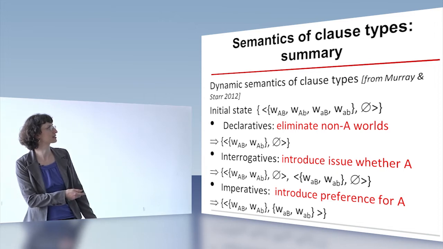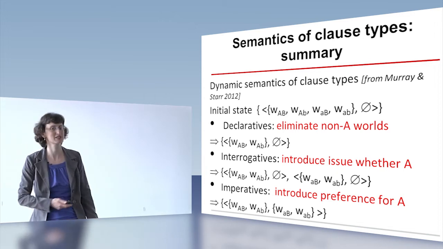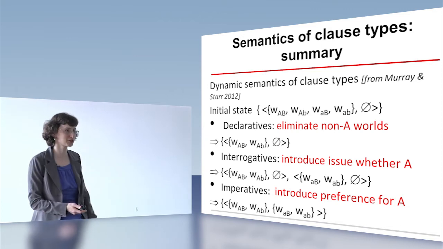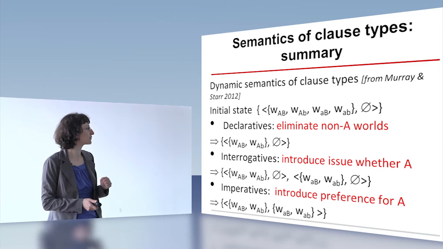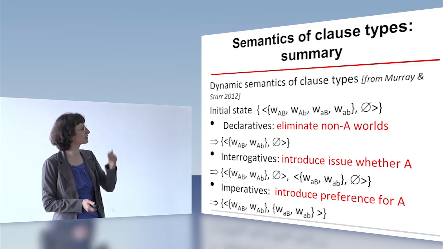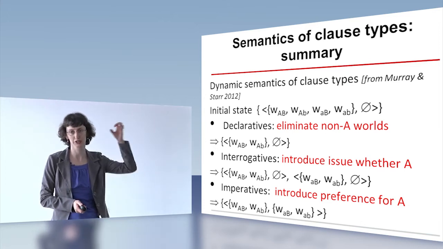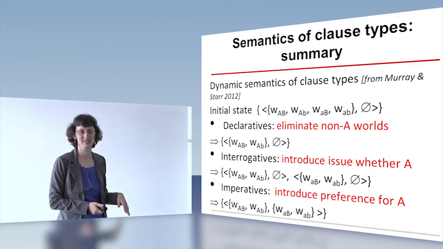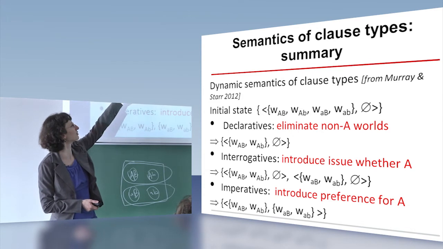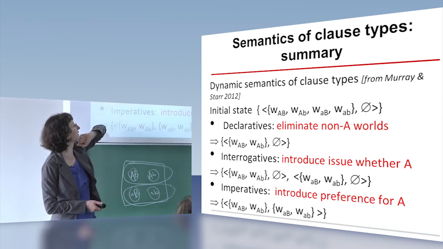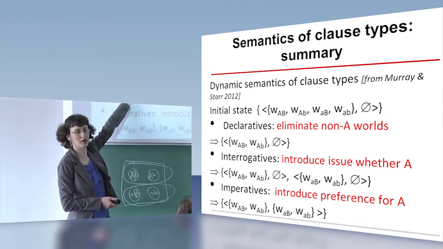So here is the unified semantics of clause types. This is taken with permission from Murray and Starr slides. So the effect of declaratives is to eliminate non-A worlds from each alternative that is at stake. So if you start with that, then the effect would be just to eliminate non-A worlds.